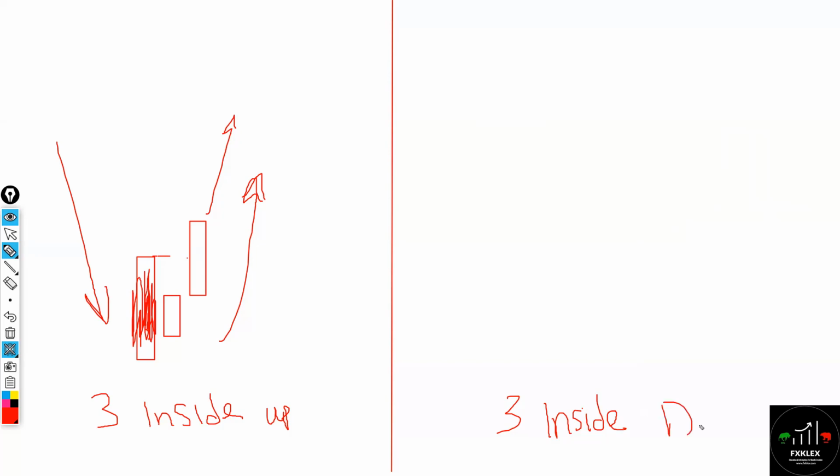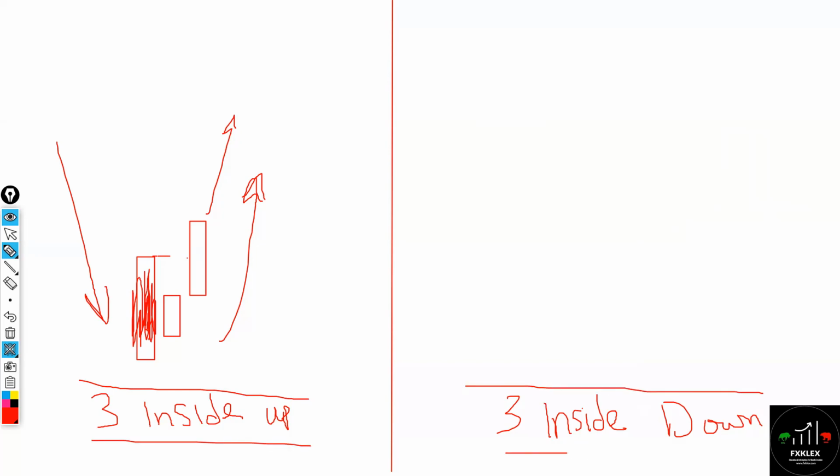Okay, fine. Actually, you don't need to cram all these names. The most important is three inside up and down. You can call it any name you think will be easy for you to remember. But the most important aspect right here is that whenever you spot this on your trading chart, know its implication. Whenever you see this at the support, know this is an indication that price is going to break up whenever it closes above this bearish candle.